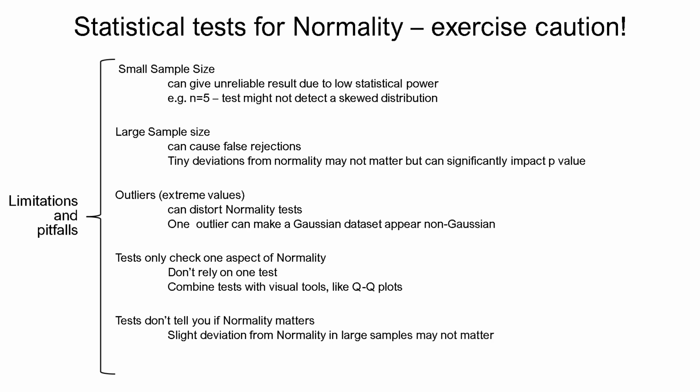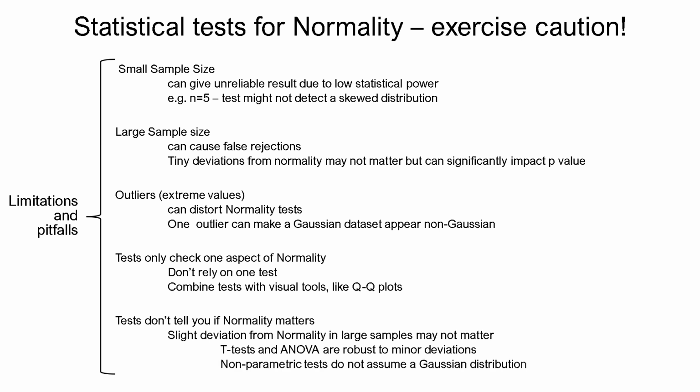Finally, the tests don't tell you if normality matters. Some statistical comparison tests don't rely on a Gaussian distribution, and even t-tests and ANOVA are robust if the deviations from normality are small. If the dataset is small and you are unsure of the distribution, you may be better to use comparison tests that are not specific for normally distributed data. These are known as non-parametric tests.